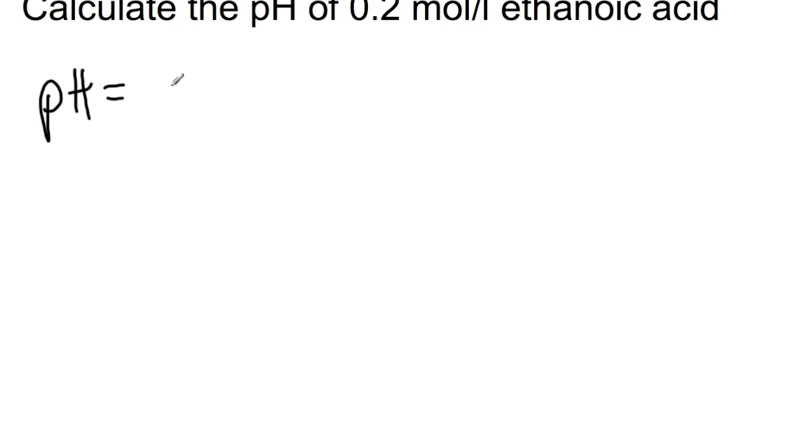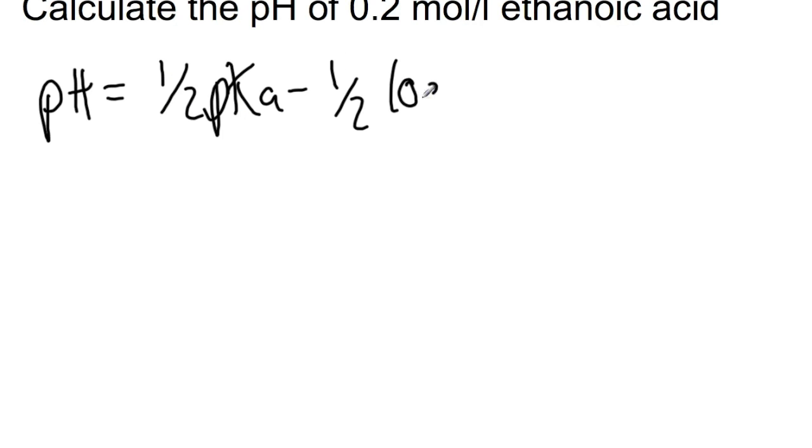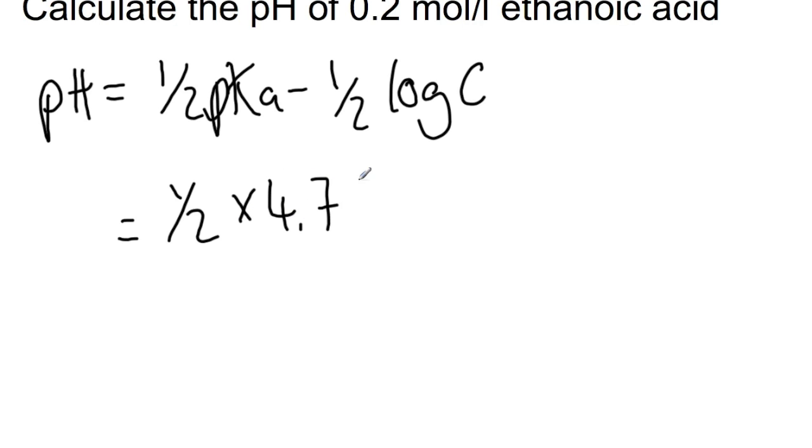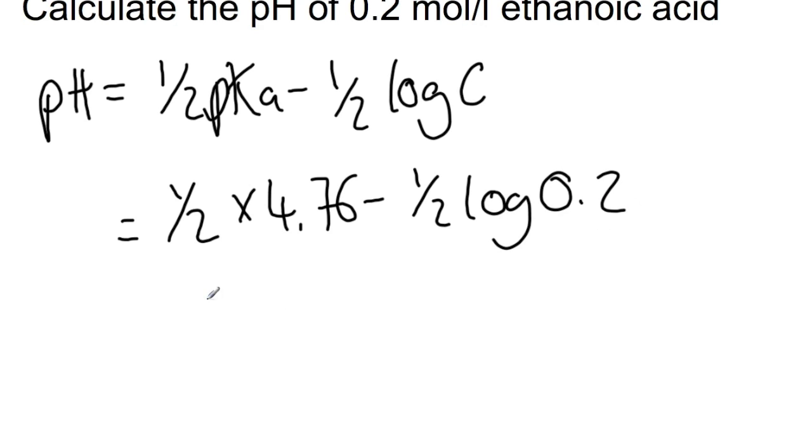The equation that we need to use is pH equals a half pKa minus a half log C. You've been given C in the question, 0.2, and if you look up in the data book you'll be able to find the pKa for ethanoic acid. So the pKa for ethanoic acid is 4.76 minus a half log 0.2. If you work through all of those calculations, then you'll find that this has a pH of 2.73.